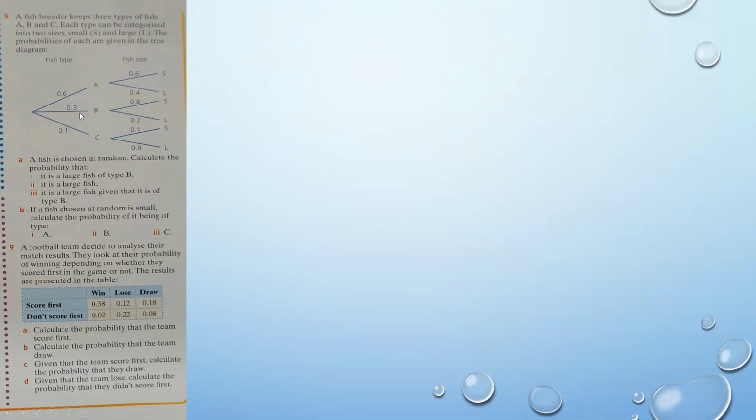That means from here, you can actually see the answer already, because you want B and large. So this is type B and large. You have 0.3 times 0.2. That's why you get 0.06 as your answer.